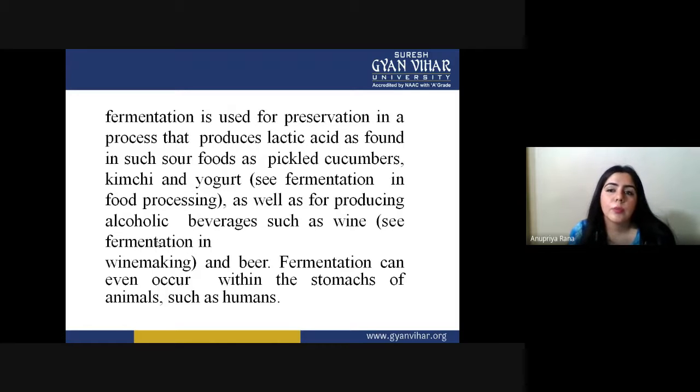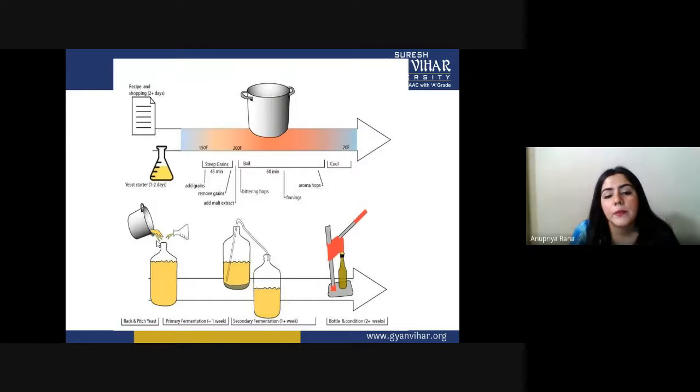Fermentation is used for preservation in a process that produces lactic acid, as found in such sour foods as pickled cucumbers, kimchi, yogurt, as well as for producing alcoholic beverages, wine and beer. And fermentation can even occur within the stomach of animals, such as humans. So basically, the fermentation process also happens inside our body. We are animals.